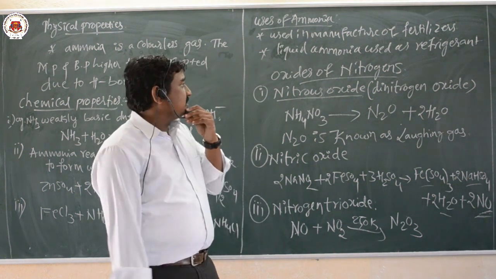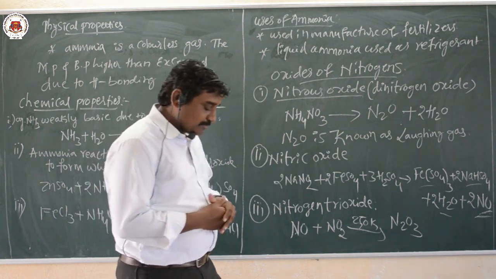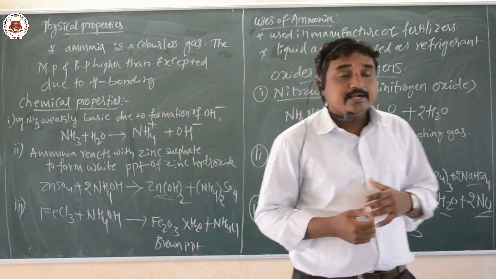So this is an idea about oxides of nitrogen, physical properties of ammonia, chemical properties of ammonia, and uses of ammonia.